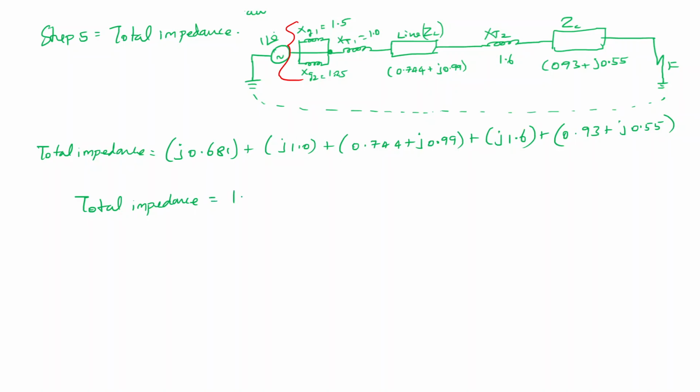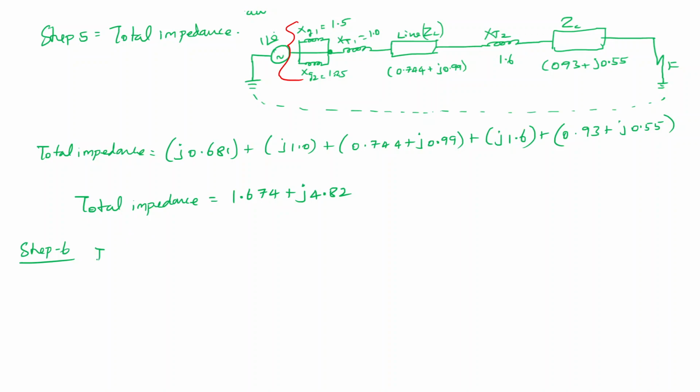Total impedance is equal to 1.674 plus j 4.82. So this is the value I'm getting. I think most of you are getting the same value. So what is the next step? Step 6, fault current.